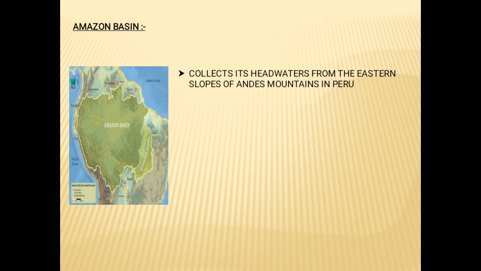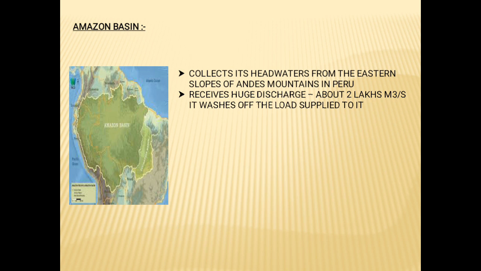The Amazon collects its headwaters from the eastern slopes of the Andes mountains in Peru. Headwaters is the place where a river begins. The Amazon River receives huge discharge, about 2 lakh cubic meters per second. As a result, the Amazon washes off the load supplied to it from the catchment. Sediments are not deposited at the mouth. A dense network of distributaries, which is a characteristic feature of river mouth areas, is by and large absent in the mouth region of the Amazon.